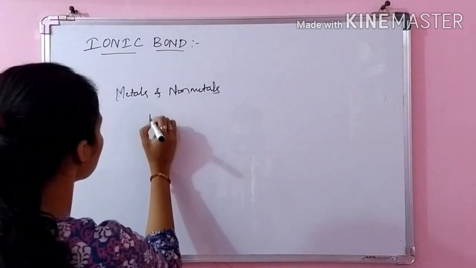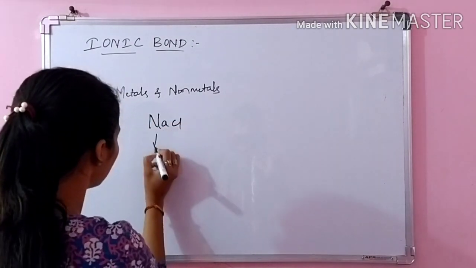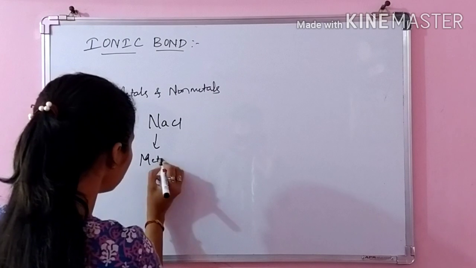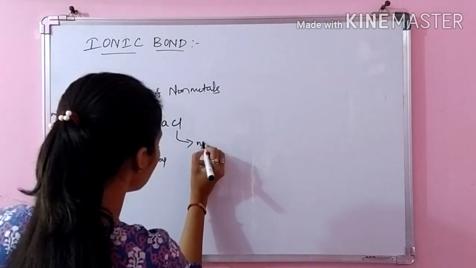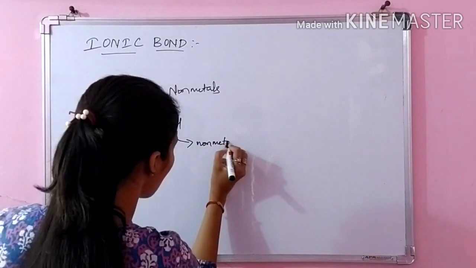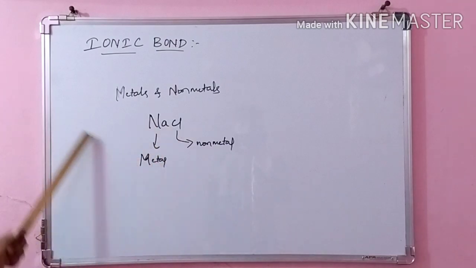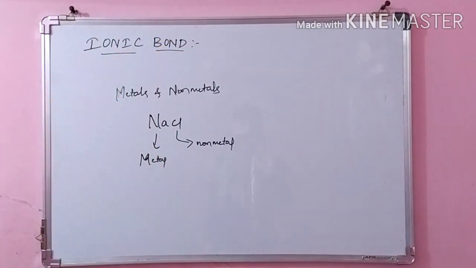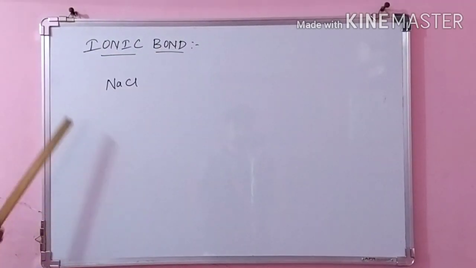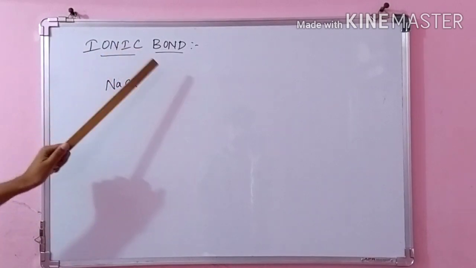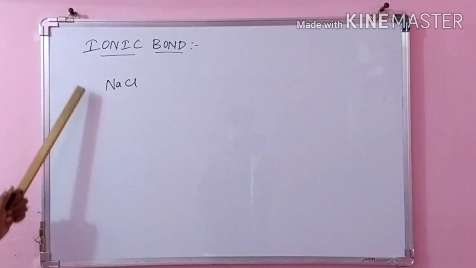For example, your table salt, that is NaCl. Your Na is what? Your sodium is metal and chlorine is a non-metal. So whatever the bond is formed between this metal and non-metal is nothing but your ionic bond. So first now we will take sodium chloride and we will study ionic bond formation.